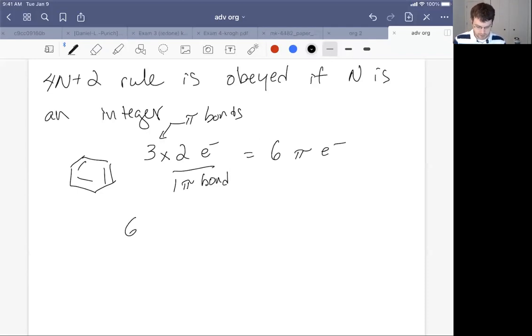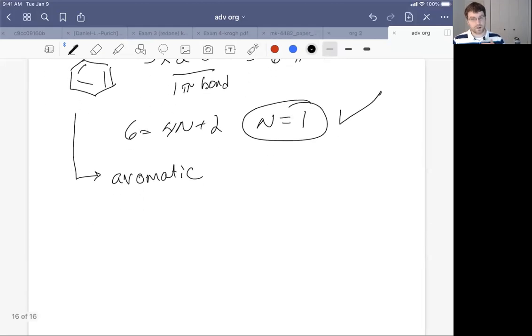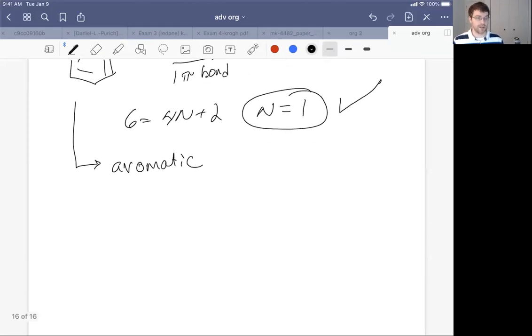Okay, so 6 is then equal to 4n+2. Now let's solve for n. We subtract 2, that gives us 4, so n is equal to 1. Check. n is 1, an integer. So benzene, with its 6 pi electrons within the flat conjugated ring system, obeys Huckel's rule. So we would say that benzene is aromatic. It has all 4 attributes. Remember, if you have 3 attributes but you follow the 4n rule, you're considered anti-aromatic, and you will do something to violate the other 3 rules to avoid that situation if at all possible.